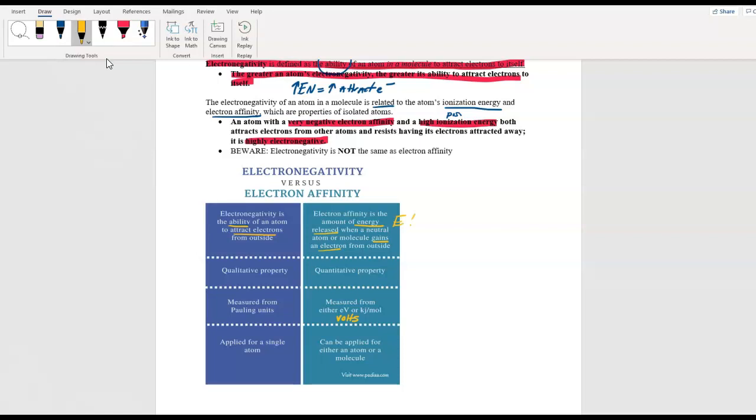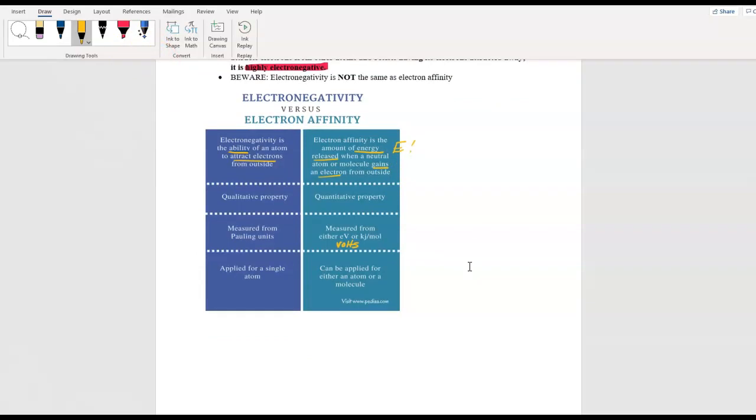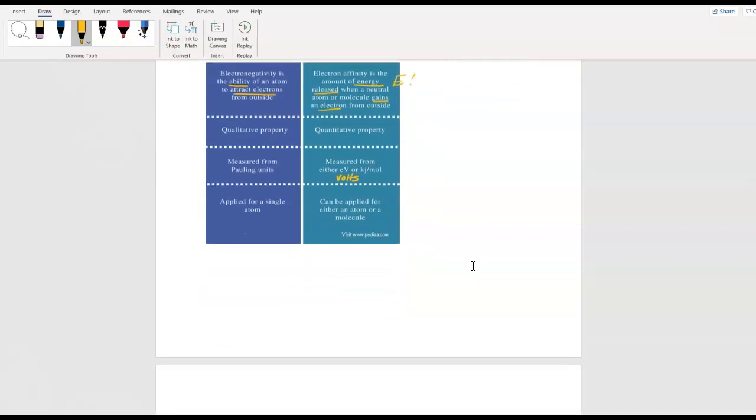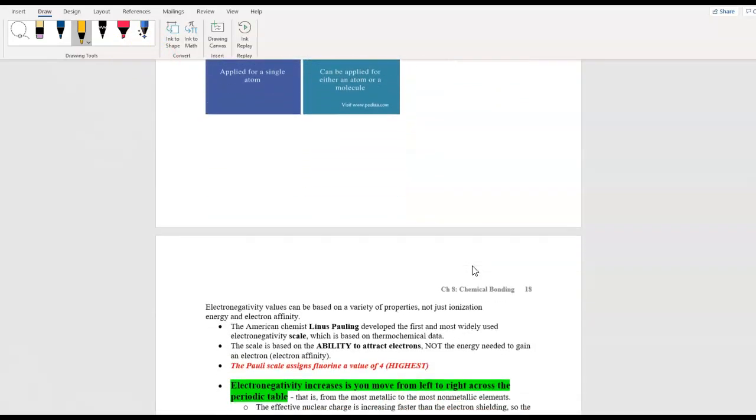There's some huge differences between the two, but the point is, ladies and gentlemen, one is an ability. The other one is an actual release in energy to gain that electron. And that's how that major difference is. So I put that in there because I wanted you to see there's some big properties, differences between the two.